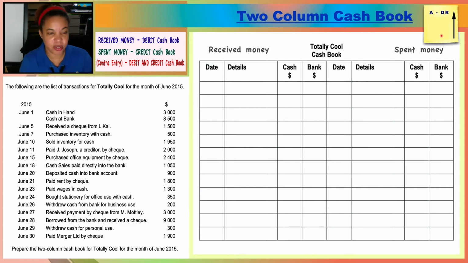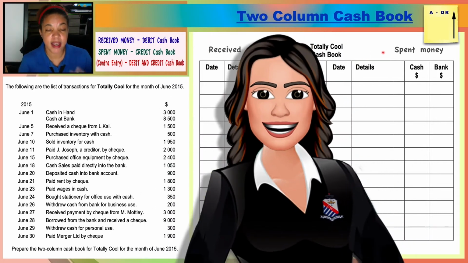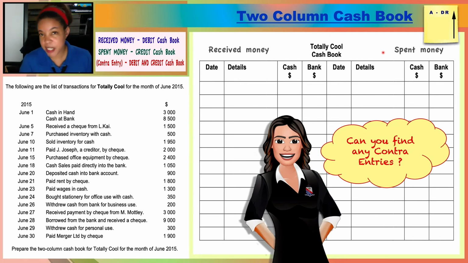Pause this video, look through it, and see, can you identify contra entries? Let me give you a hint. There are two examples of contra entries. Assuming you have paused, see if you identified them. Now I give you the answer. June 20th is a contra entry, and June 26th is a contra entry, meaning that both the cash and the bank have been affected. So we will keep that in mind.